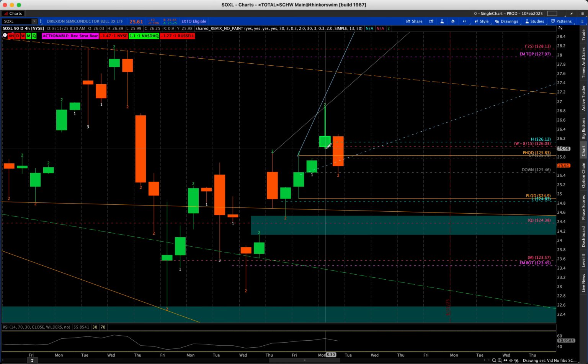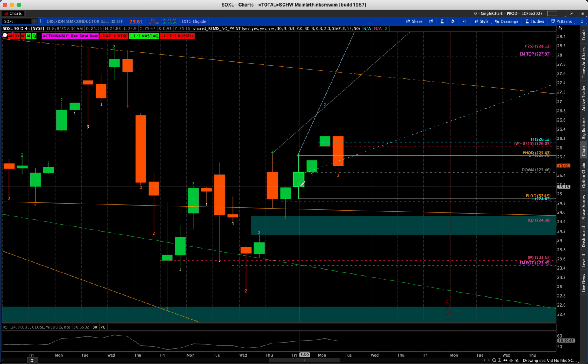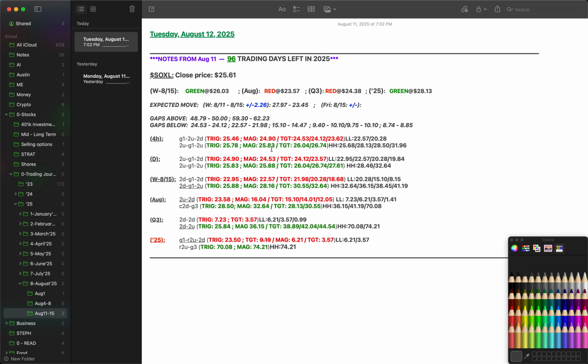Again, you enter at the low of this candle, and your magnitude or your target is the low of the candle to the left of the 1, right? So 24.90 is our magnitude. We've already got that in there. We've got our extended targets in there still. Again, today just closed 10 cents below what it closed on Friday. So a lot of these triggers and targets will remain the same.